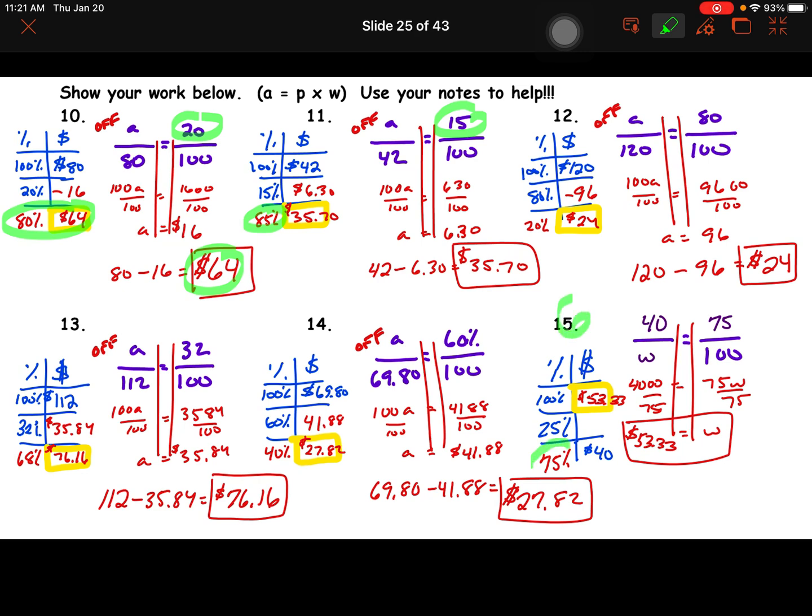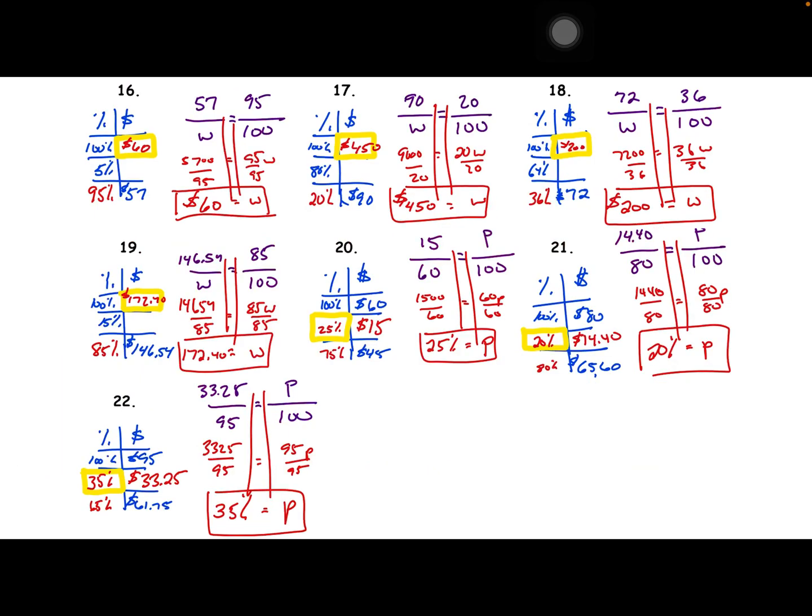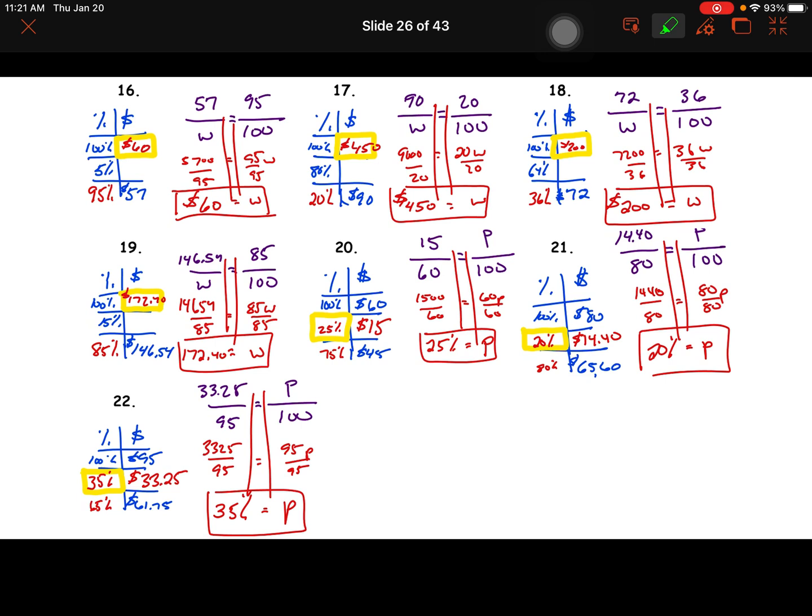Once you hit number 6, instead of the percent off, 25% off, you had to be thinking about the percent you paid, so you can work backwards to the original. And so that's why you use 75% up here in your proportion as opposed to the 25%, because the 25% was taken off of the original amount, which we didn't know. And so you got $53.33, and that's what you did on the next 4 questions.